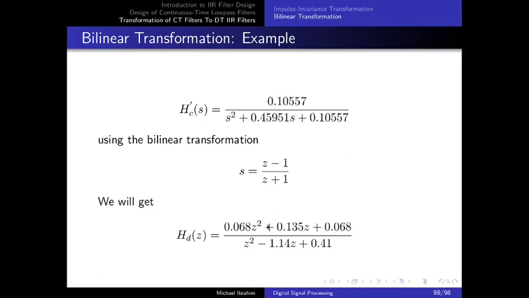It's a second order numerator over a second order denominator, so we have 2 poles and 2 zeros. And again, the number of poles is preserved. We had a second order continuous time filter, so we have here a second order discrete time filter, but the number of zeros has been changed. In the continuous time filter we had no zeros at all, but the discrete time filter will have 2 zeros.